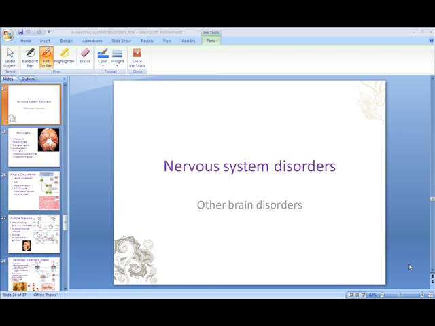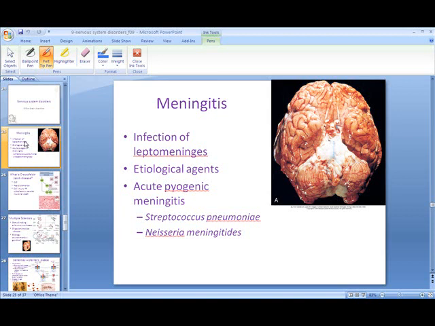Now that we've covered some of the acute brain disorders, we're going to talk about some other types of more chronic disorders, with the exception of this first slide, which is kind of in the acute category because we're going to be talking about a type of infection. So you probably have heard of the condition called meningitis. Meningitis, as the name implies, means inflammation of the meninges. And you'll remember the meninges is that three-layered protective covering that surrounds the brain and spinal cord.